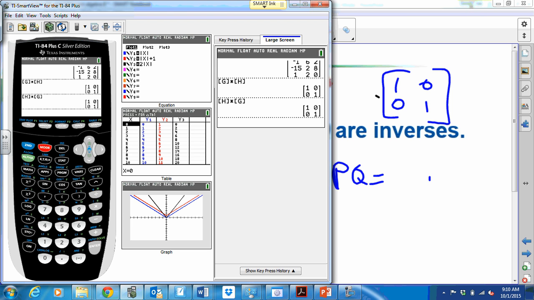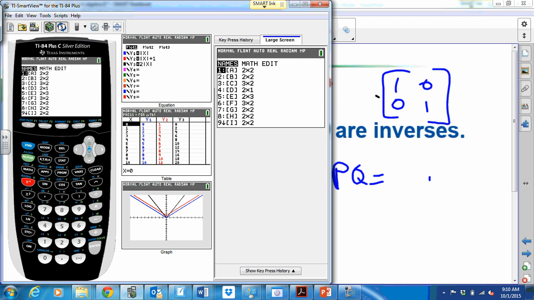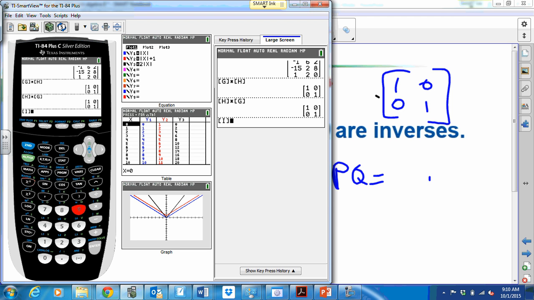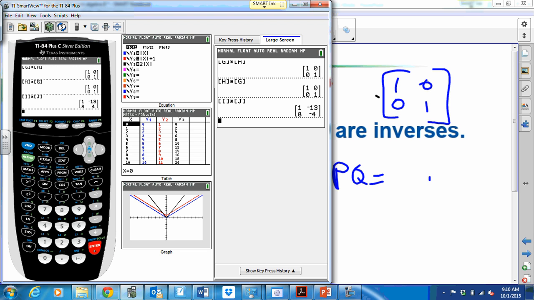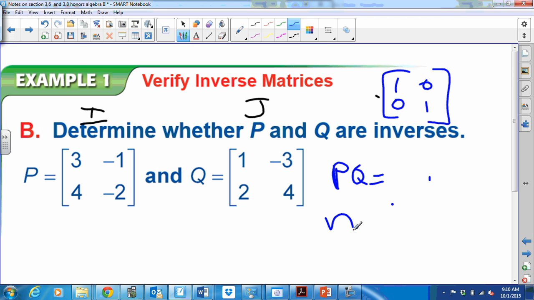So I want to check and see if I multiply them together, do I get my identity? So I want to do I times J. And we can stop right there, because when I multiply them together, I don't get my identity. We don't even need to check J times I, because if one of them doesn't equal the identity, then they are not inverses of each other.